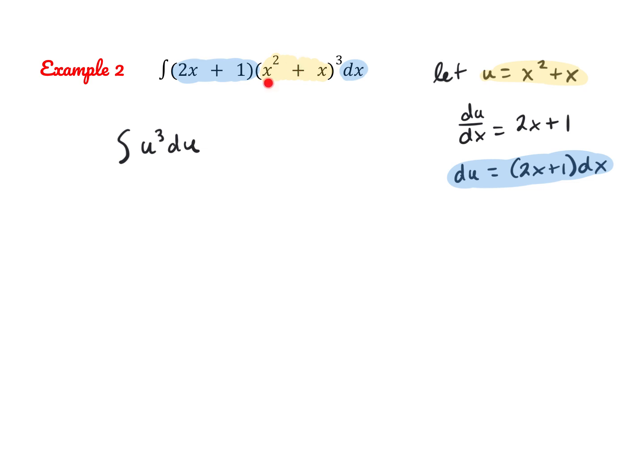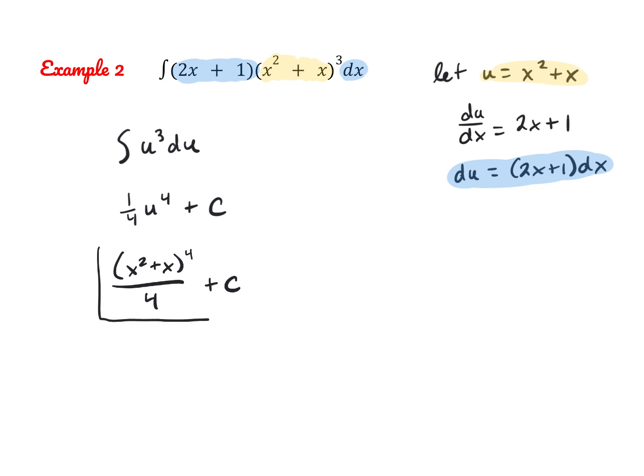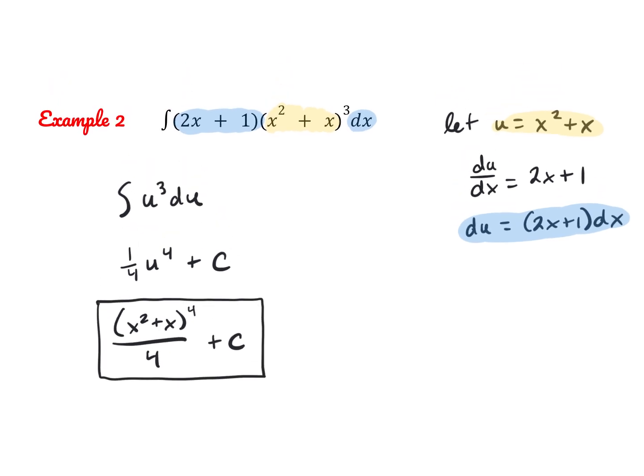So remember, we didn't substitute this whole thing, just the inside of this function. So it's still being cubed. Now this integral is much easier for us to find. It's going to be 1/4 u to the 4th plus c. And then we can substitute back in for u. So we could write it as x squared plus x to the 4th all over 4 plus c. And we are all done.